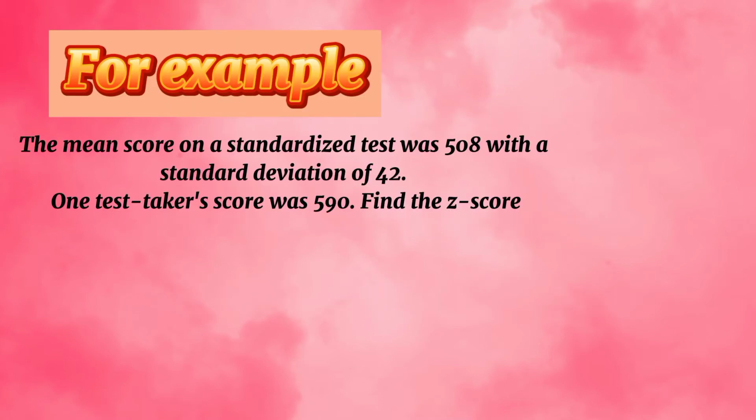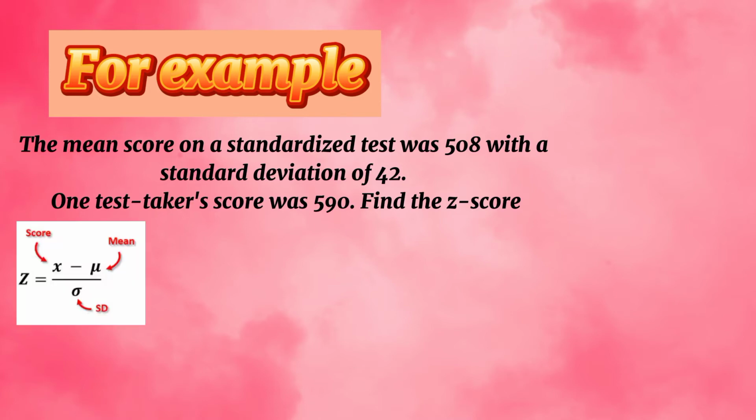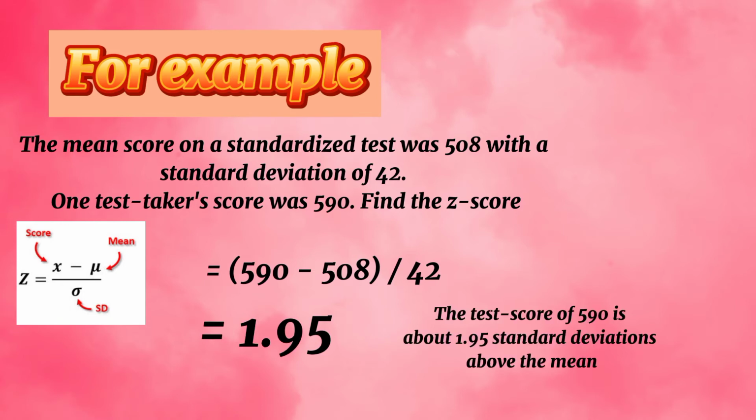For example, the mean score on a standardized test was 508 with a standard deviation of 42. One test taker's score was 590. From the question, we know the score is 590, the mean is 508, and the standard deviation is 42. 590 minus 508 divided by 42, so we get 1.95. We can say that the test score of 590 is about 1.95 standard deviations above the mean.